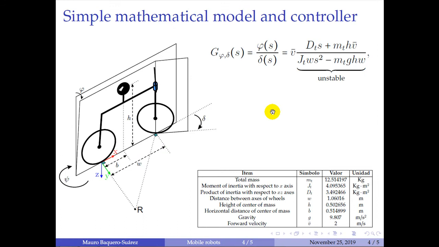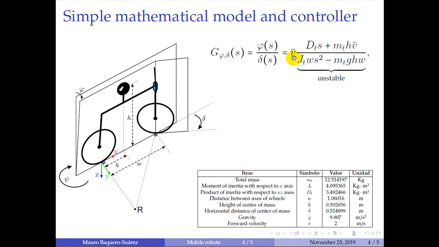Then, for the control system, a simple lumped parameter model is defined through this diagram. Here, the bicycle is only considered as a point mass system where its lean angle is affected by the forward velocity, steering angle, and location of this point. It is assumed that the mass of the whole bicycle is lumped on it. This diagram allows us to formulate this transfer function, which relates the lean angle output with the steering angle input at a certain constant forward velocity.